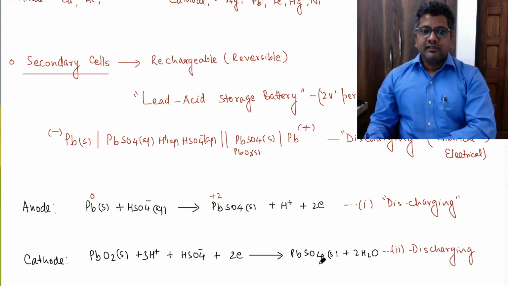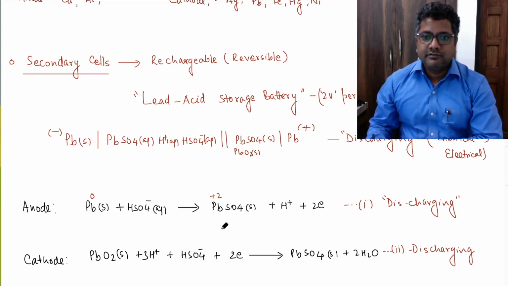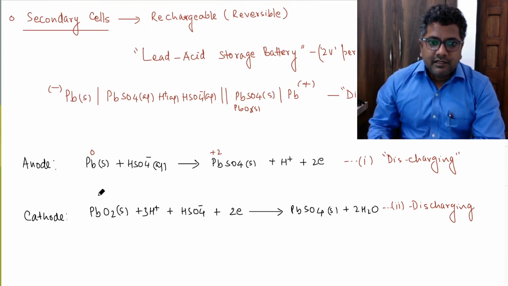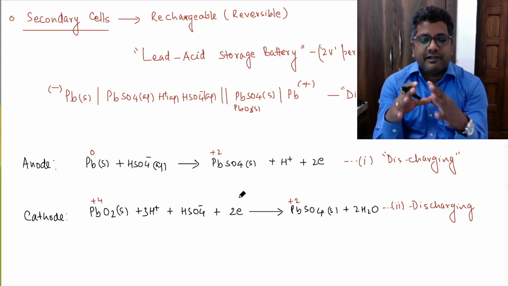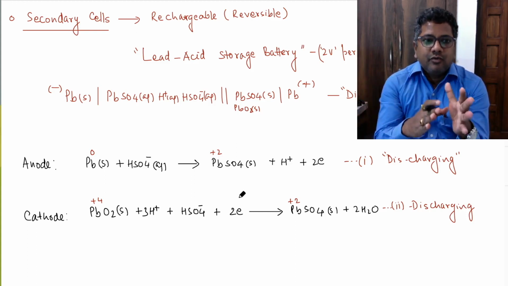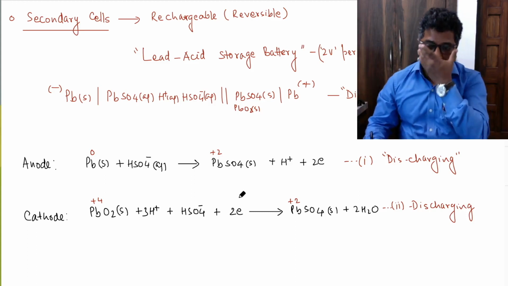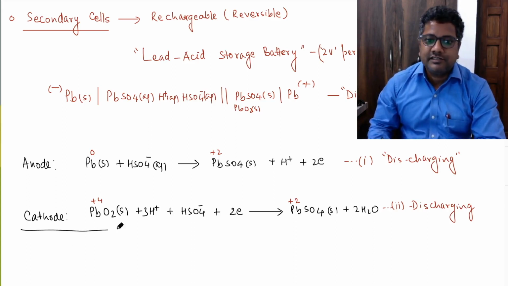And here this is converted from plus 4 to plus 2. See, all the species are related to lead. Lead is converted into lead 2 plus, and lead 4 plus is converted into lead 2 plus. Okay. Now what is the complete cell reaction of this?